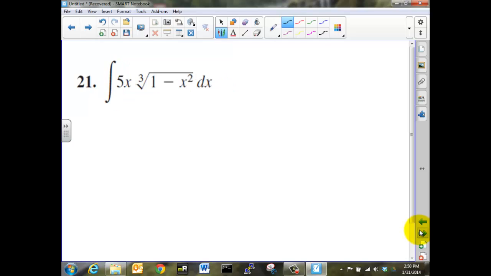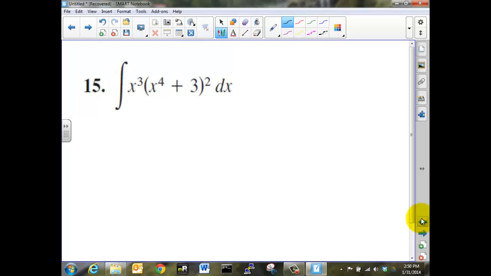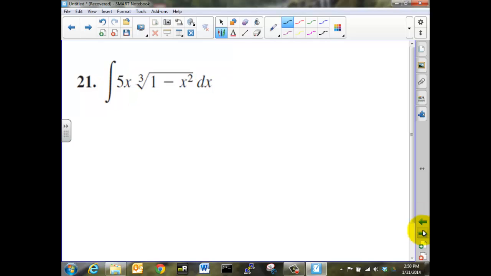There are 2 I wanted to look at, this being one of them. This one's a little different than anything we've done before. This is 21, the integral of 5x. Would that be 1 minus x squared and then 2x? Yes, you could rewrite this as 5x times 1 minus x squared to the 1/3 power dx.